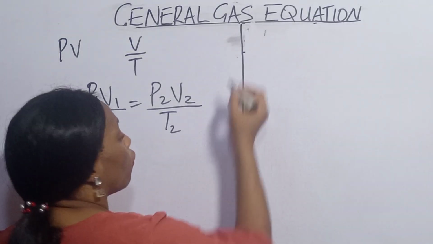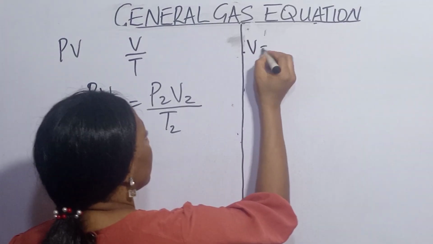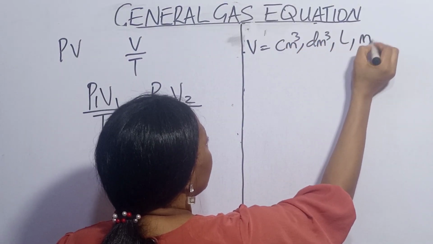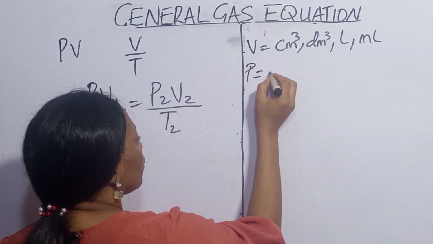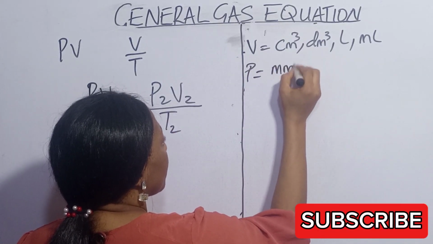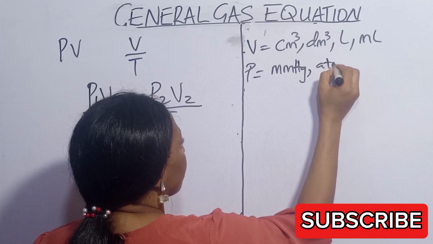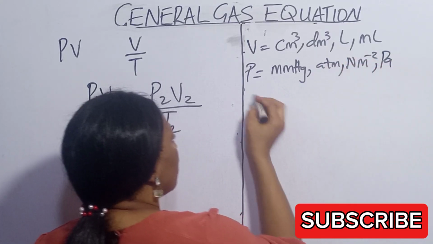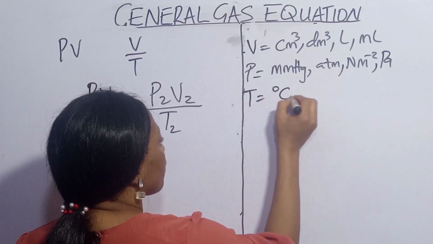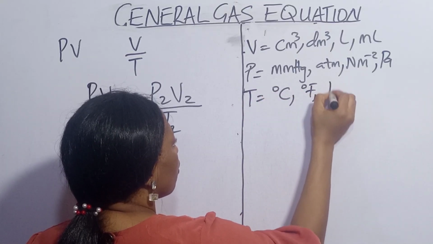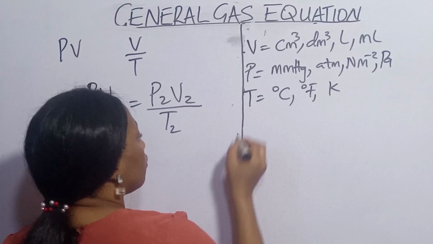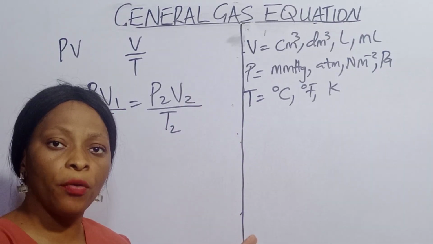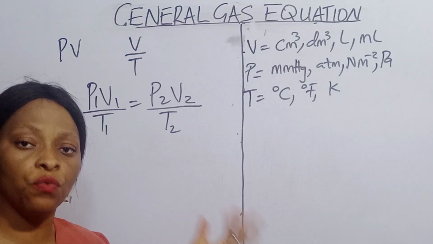To recognize your volume, volume is measured in cm cube, dm cube, liter or milliliter. Pressure is measured in millimeter mercury, atm, Newton per meter square or Pascal. Then temperature is measured in degree Celsius, degree Fahrenheit or Kelvin. Please, I want us to note these three important parameters. It will help us to identify which parameter is which.